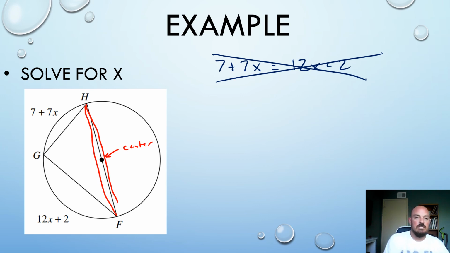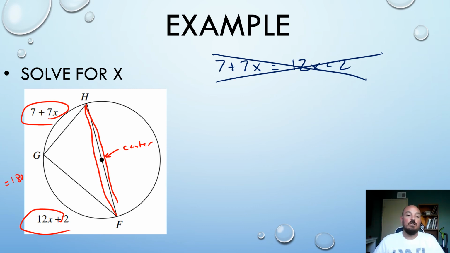So what I'm going to do is take this and this, add them up and set them equal to 180. That's the equation I want to solve. Those two arcs together have to equal half of a circle, or 180. So I'm going to do 7 plus 7x plus 12x plus 2 equals 180. That's the equation I want to solve for x.